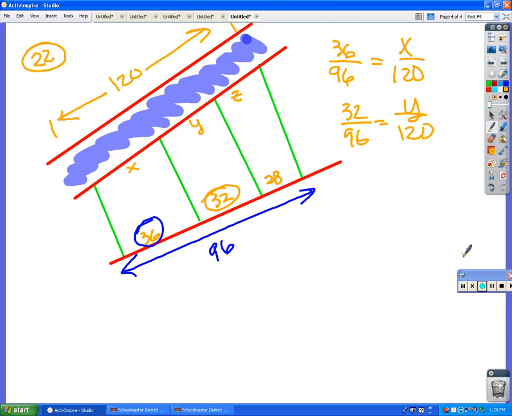How do we figure out what z is? 28 over 96 equals z over 120, or what'd you say? Somebody said subtract? Yeah, okay. What were you saying about subtracting? Right. Once you figure out what x and y is, another way that you could do it is just subtract those two answers from the 120, and what's left over will be z. Okay? So I will let you solve those simple proportions on your own.